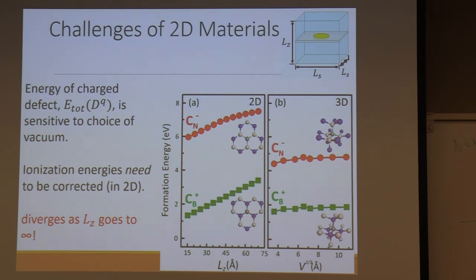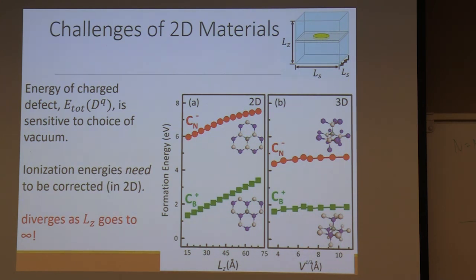But if you look at the compensating background, let's just say the charged defect is this yellow portion, and let's say it's positive. Then the jellium, or the negative charge, is spread throughout this entire cell. So as you make Z bigger and bigger and bigger, the negative charge is getting further and further away from the positive charge. You can actually view this as a positively charged plate and a negatively charged plate, and you're just moving them apart.